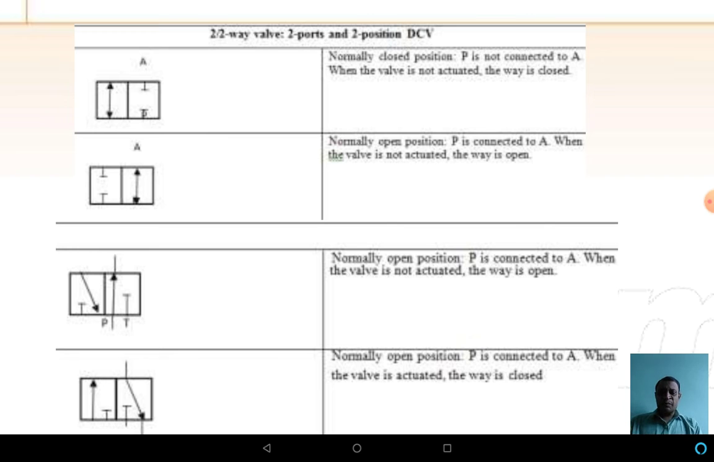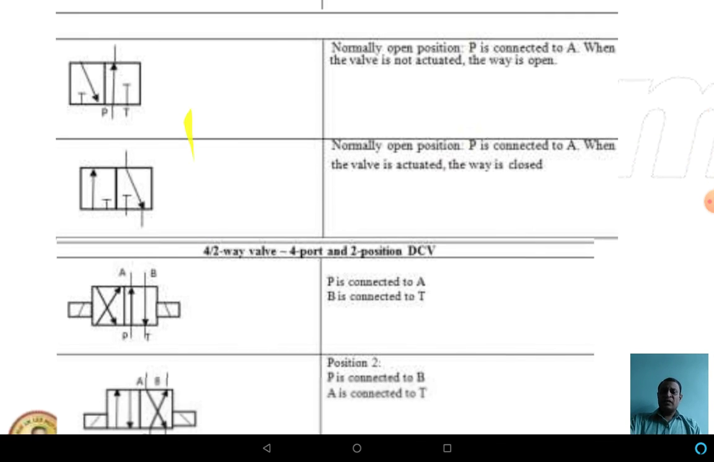Normally open position, P is connected to A when the valve is not actuated. The way is open. Now even here also P to A is connected. The next one we are discussing is the normally open position, P is connected to A when the valve is actuated, then the way is closed. P to A is connected, but it is actually closed.